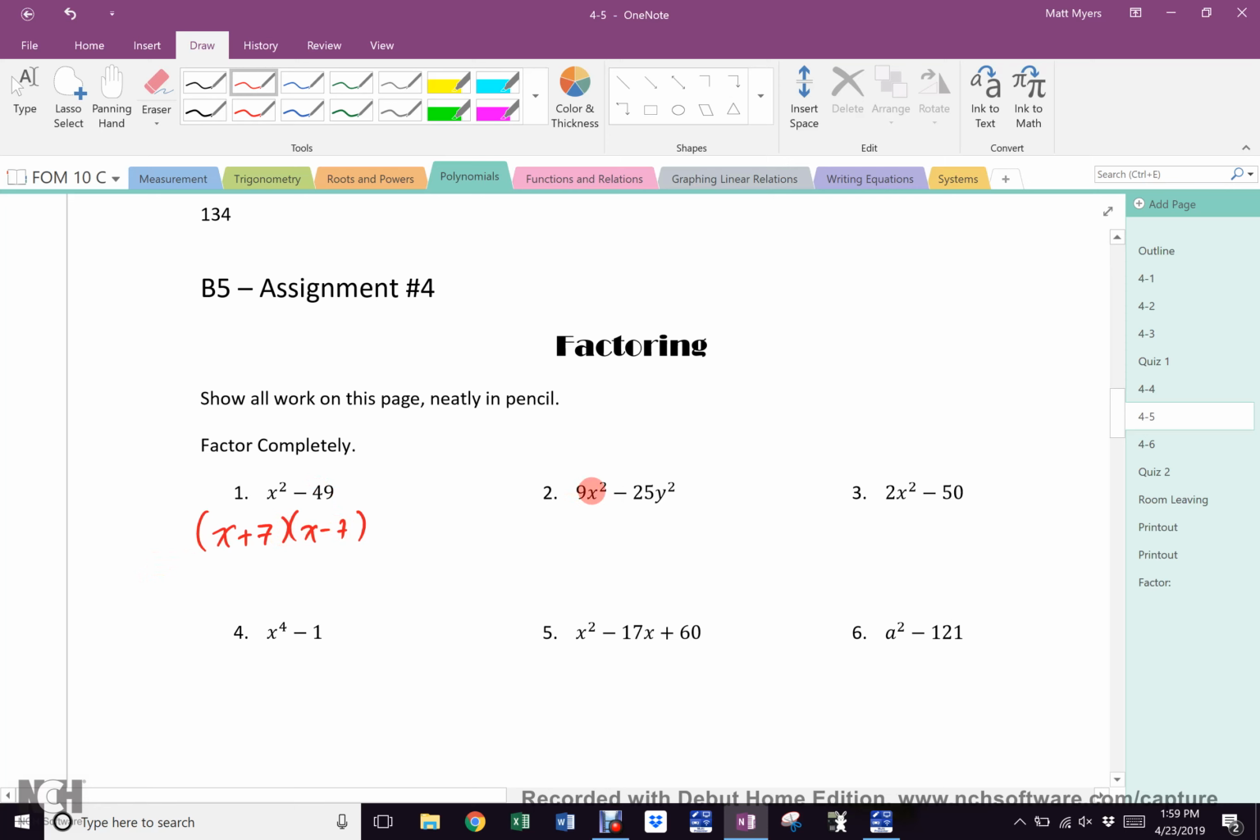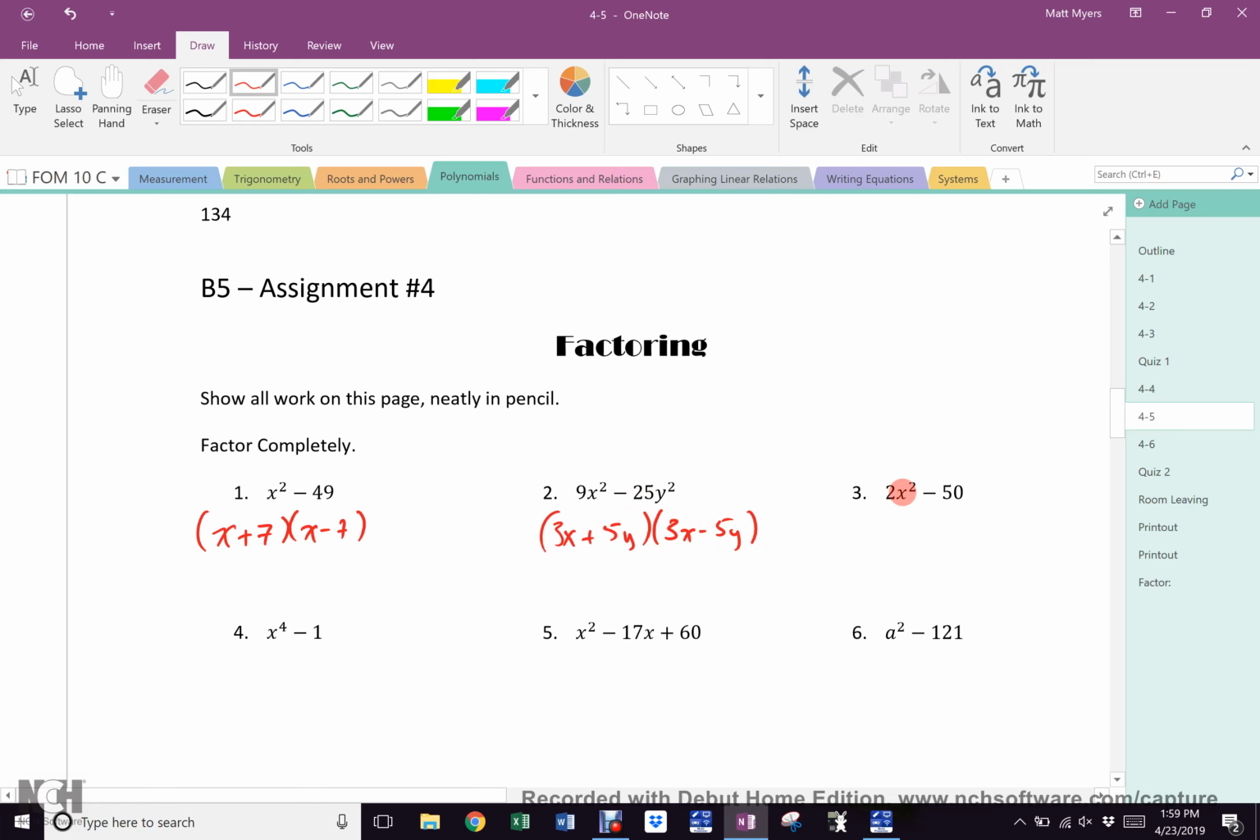This one, is that a perfect square? Yes, it is. Is that a perfect square? Yes, it is. Are they being subtracted? Yes, they are. So I take the square root of the first one. What is the square root of 9x squared? 3x. Plus, what is the square root of the second one? 5y. And then I write it again, except there's a minus between them.